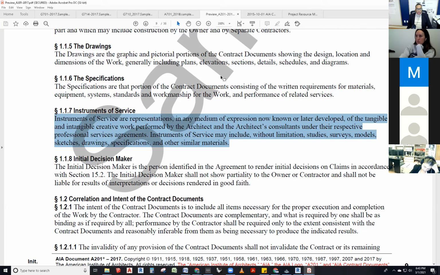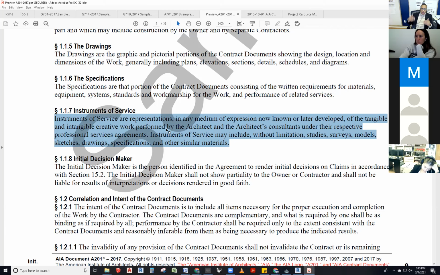It may be a survey of how many females and males there are in that particular facility, how many toilets they have, how many computers they have. That type of survey is also included in here. Again, models, sketches, drawings, specifications, and other similar materials. Those are all instruments of service.